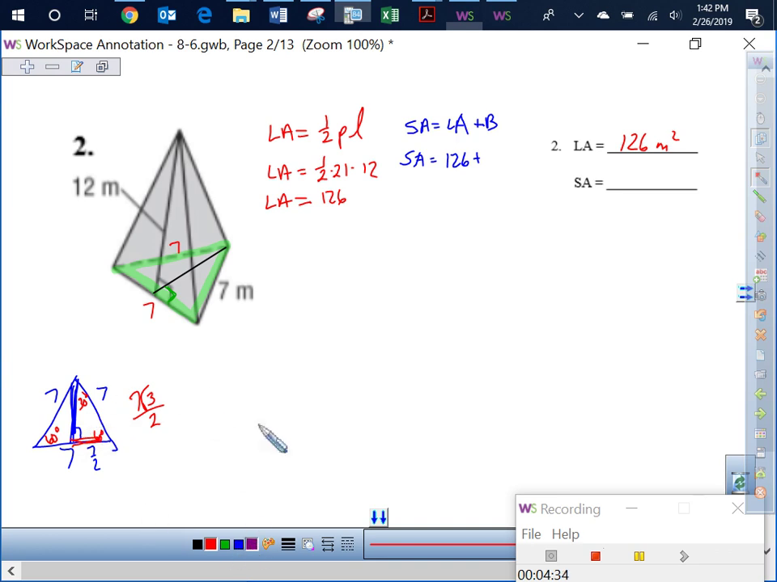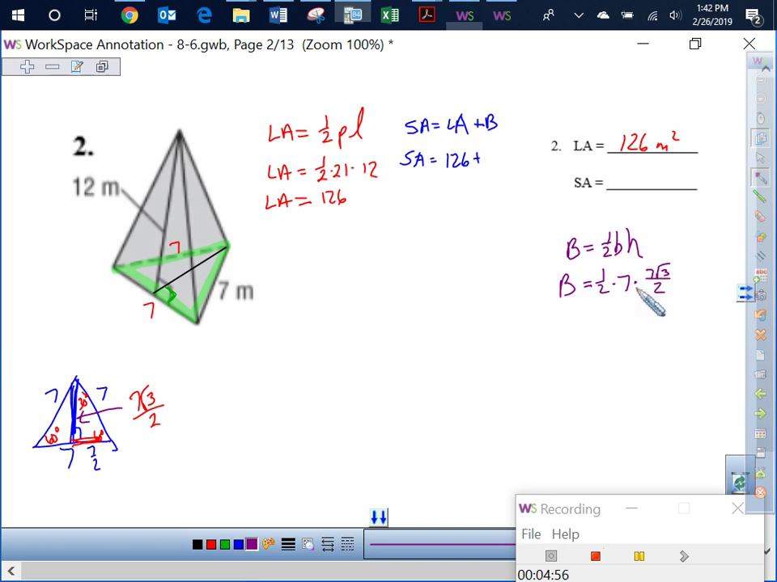So I'm going to do this. I'm going to find the base area using 1/2 base times height. Remember, we're trying to find the area of this green triangle. So I know that the base area is going to be 1/2. Remember the base? The whole thing is 7. And the height is 7 square roots of 3 all over 2.